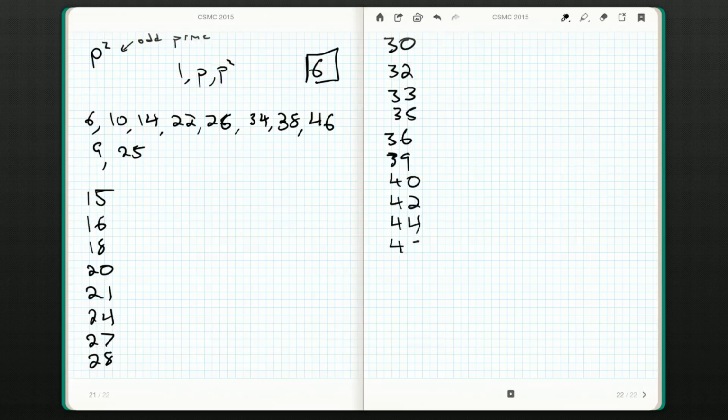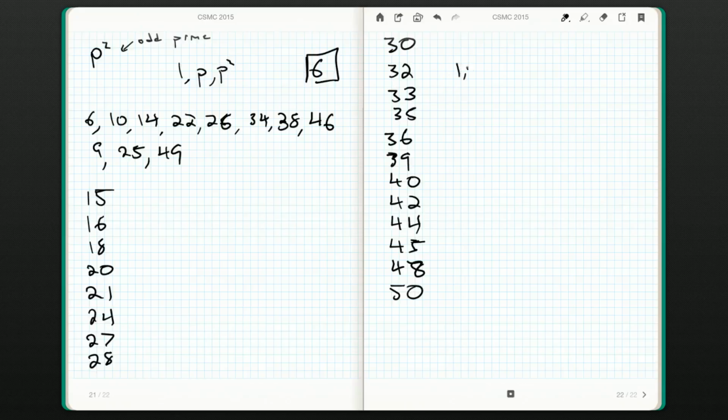44, 45, 46 is on our list. 47 is a prime. 48. Oh, 49 is another odd square. And 50. Okay. So only a little more to go.